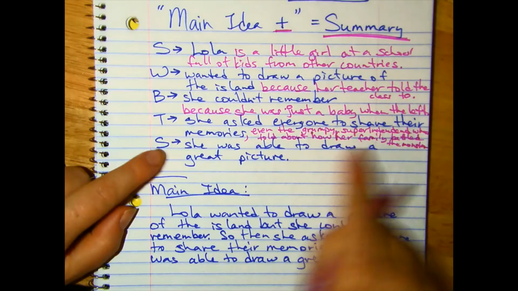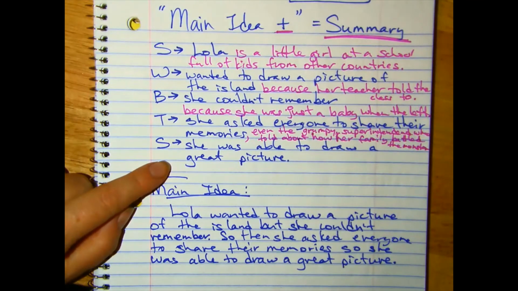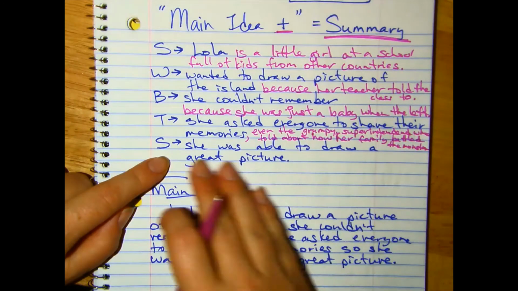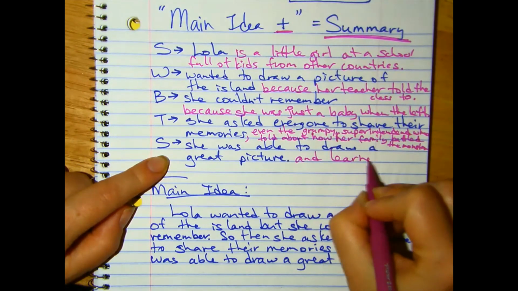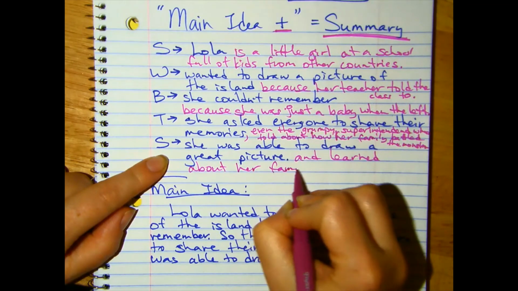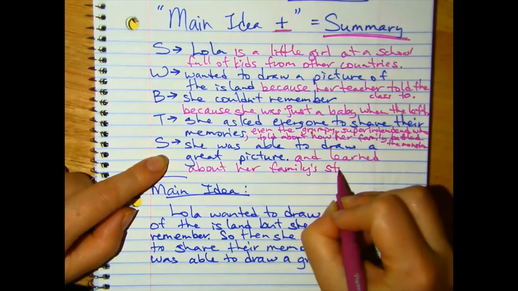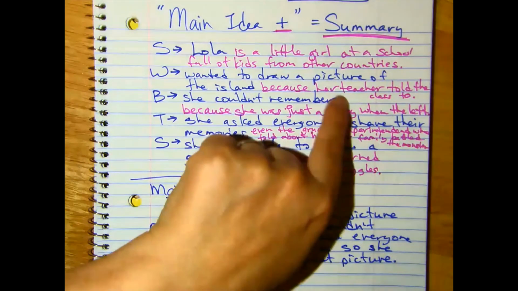Then she was able to draw a great picture. What do you think was the most important thing? What does she call the superintendent at the end? She says he is the slayer of monsters, and he calls her daughter of heroes. That seemed really important to me. She was able to draw a great picture and learned about her family's struggles.